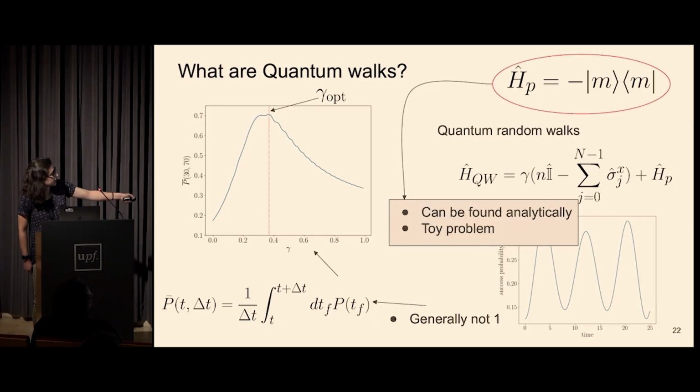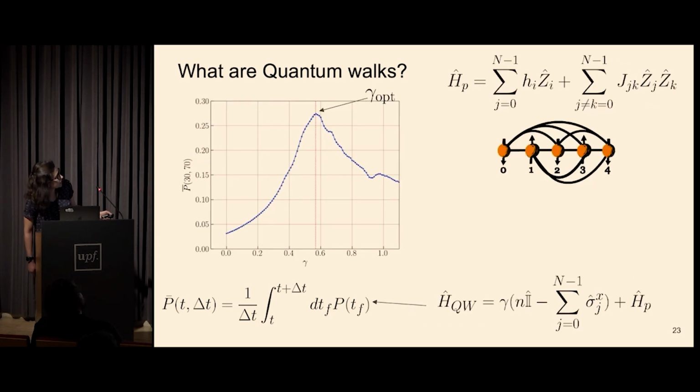And as we're using this toy problem here, this value of gamma optimal can be found analytically. However, this is just a toy problem. By setting this marked state with a lower energy, we, by definition, already know the answer. So how does this look when we replace it with something a bit more realistic, such as an Ising model?